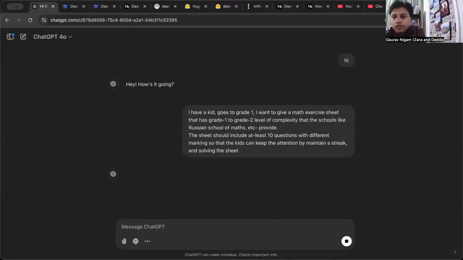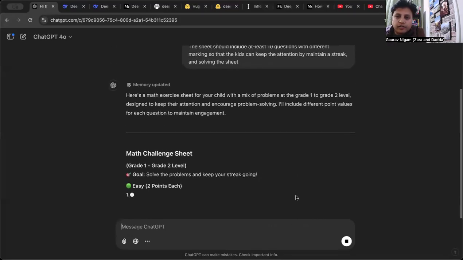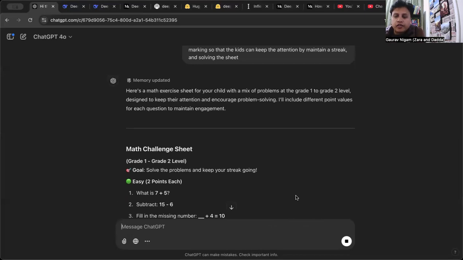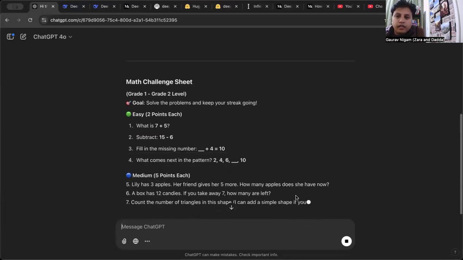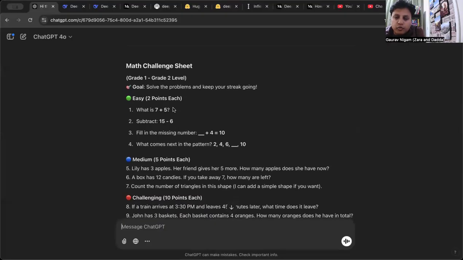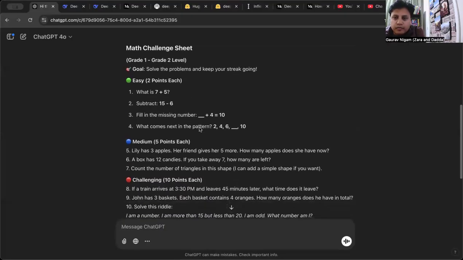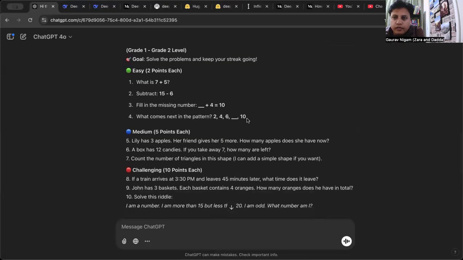So let's see. This is the prompt that I gave to ChatGPT. It is going to create a math sheet challenge. You can see that it is grade 1, grade 2 level. It also gives you "solve the problem, keep your streak going." There are 2 points, right? What is 7 + 5? A simple problem that you otherwise have to write, fill in the blanks, right?